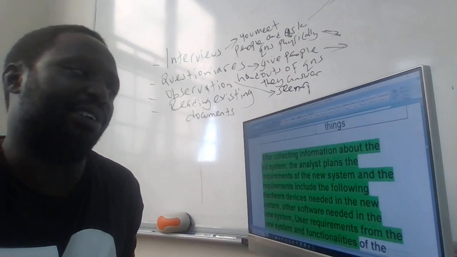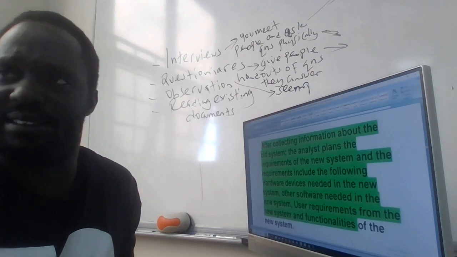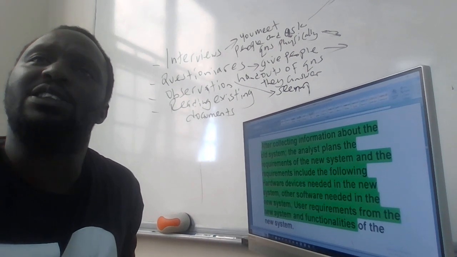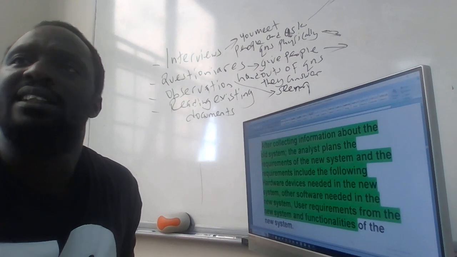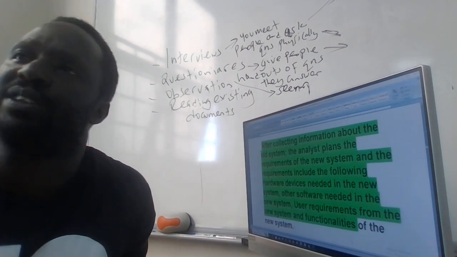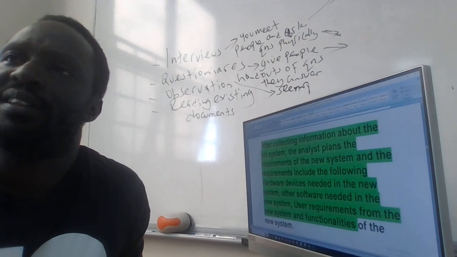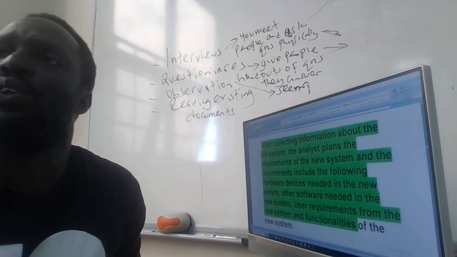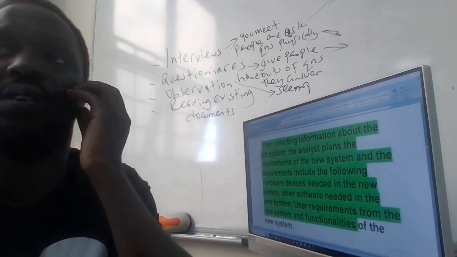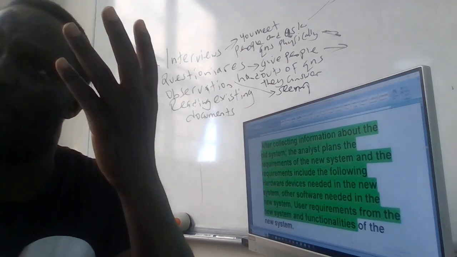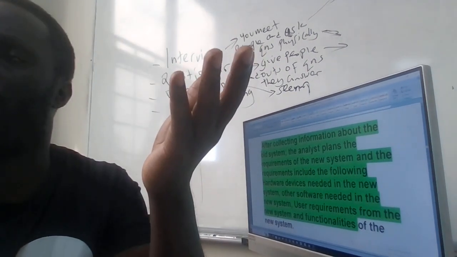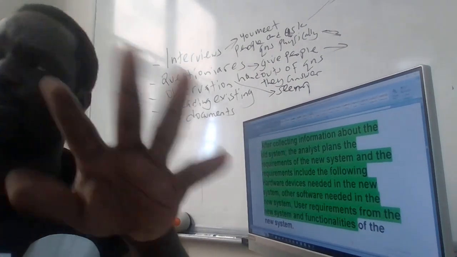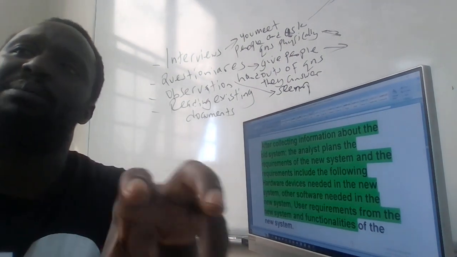Now here I want you to be very attentive. Requirements of the new system basically mean the things that we want the new system to consist of. Requirements means the things that the new system should consist of and do. Those are the requirements. However, what are they? What are the requirements of the new system?